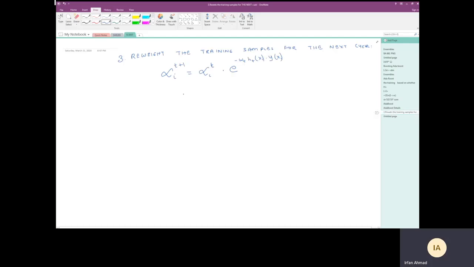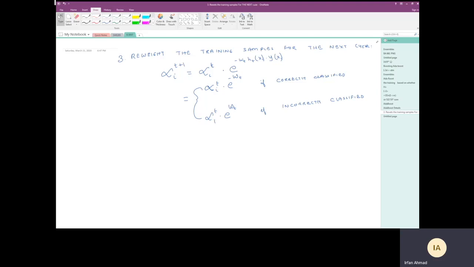So let's try to understand the two scenarios. The weight of the sample i at time step t plus 1 is the previous time step weight of that sample times e to the power of minus w_t if the sample was correctly classified. And it is the previous weight times e to the power of w_t if it was incorrectly classified. If a sample is incorrectly classified, the output of the classifier times the actual label is always going to be negative, and negative times minus w_t becomes plus w_t.